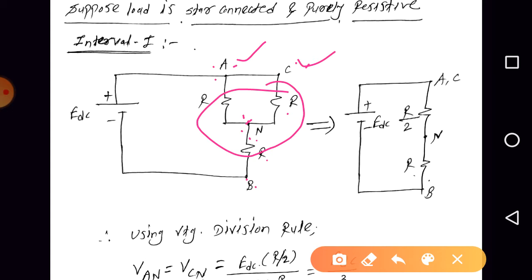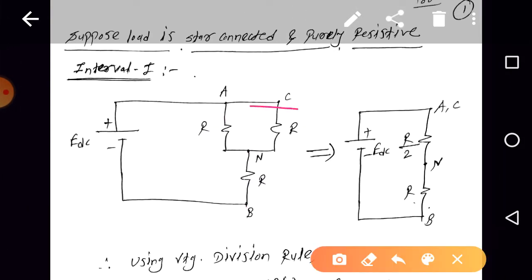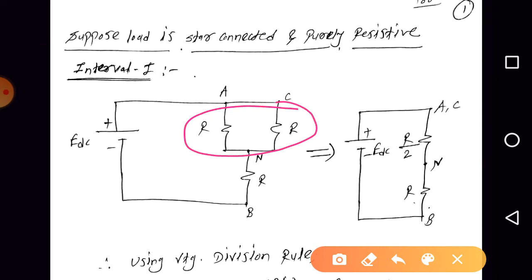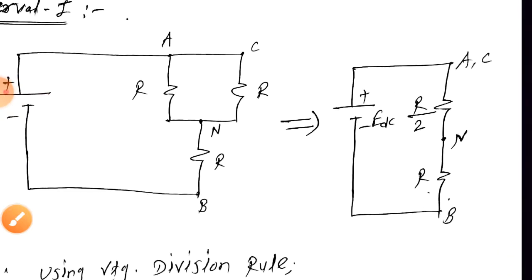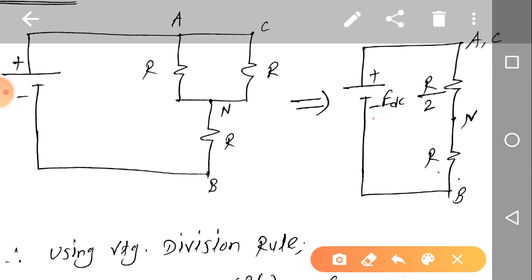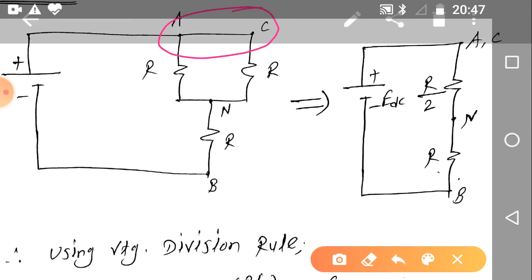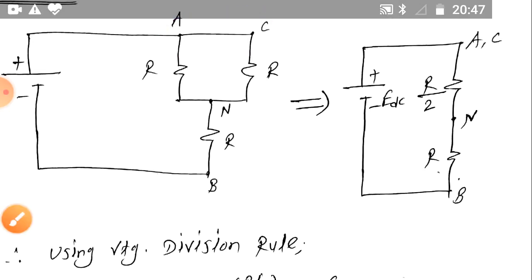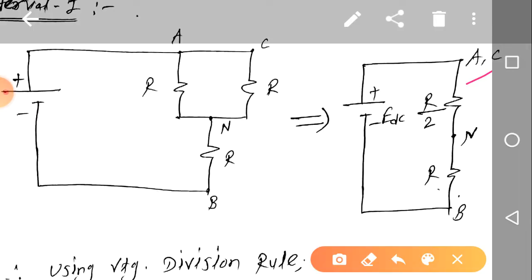Next, can we say that these two resistors, R and R, are connected in parallel, right? So R in parallel with R is R by 2, yes. So further we can reduce this circuit as EDC, with R in parallel with R replaced with R by 2, and I have represented A and C together as A comma C because these two terminals are shorted, right? Are you getting the point?